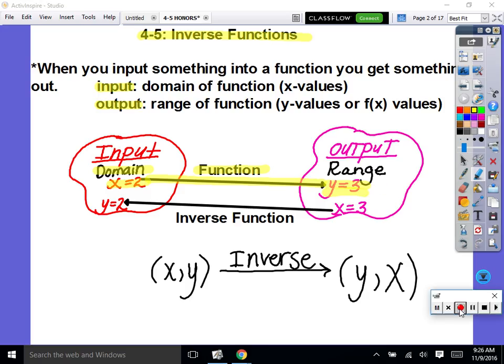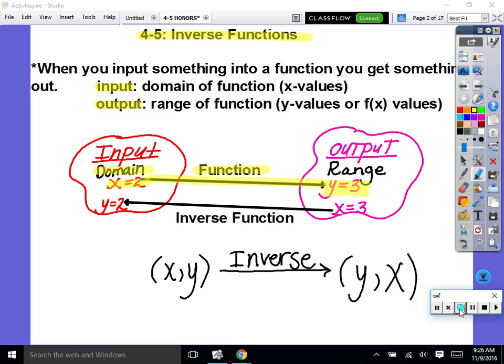Okay, so what our original function did was map 2 to 3. What an inverse function is going to do is map 3 back to 2. I'll say that again. Our original function mapped 2 to 3. What an inverse function will do is map 3 back to 2. So, with that being said, if we have an x, y point, then our inverse function will have a y, x point. Does everybody kind of understand that? Didn't I just switch x and y?